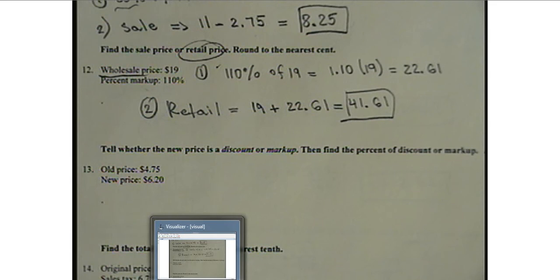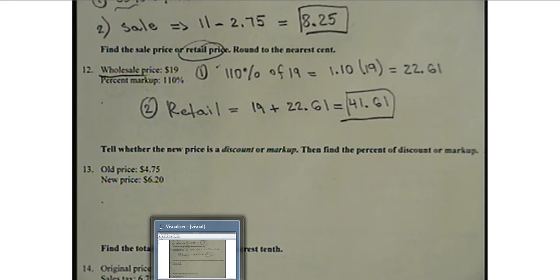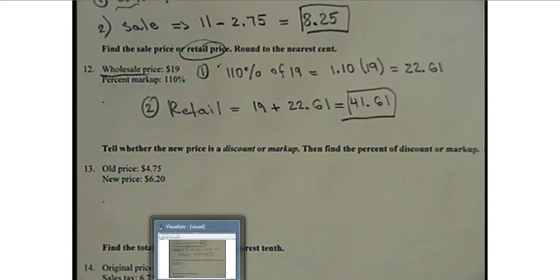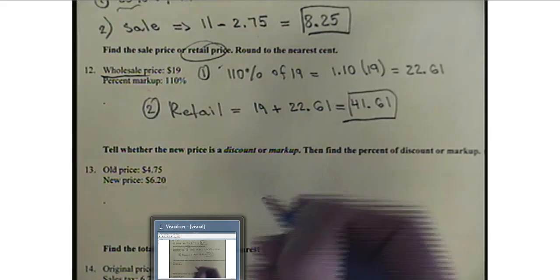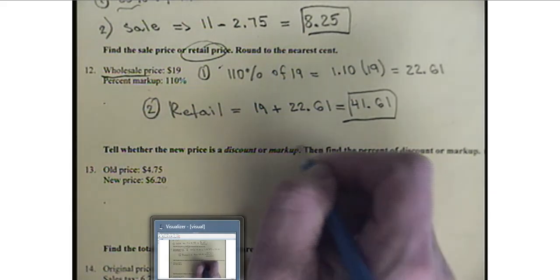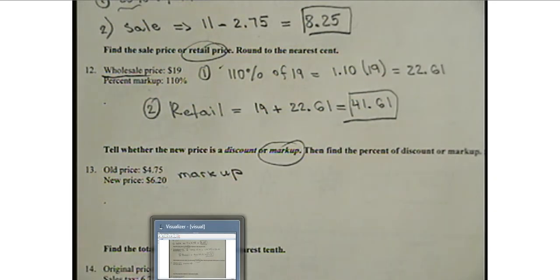Okay, next, tell whether the new price is a discount or markup. Then find the percent of discount or markup. That's easy. So look at this. Our old price is $4.75. New price is $6.20. What happened here? Do we have an increase or decrease of the amount? From $4 we're going to $6. It increases, right? So if it increases, that means markup. If something goes up, we have markup.